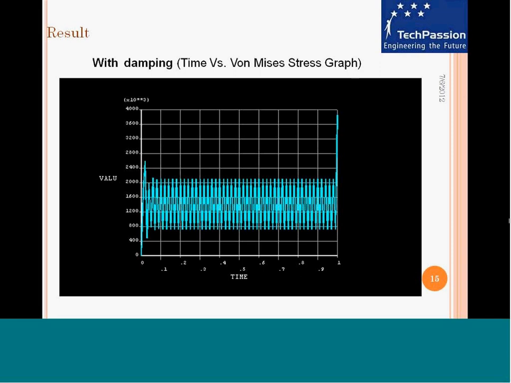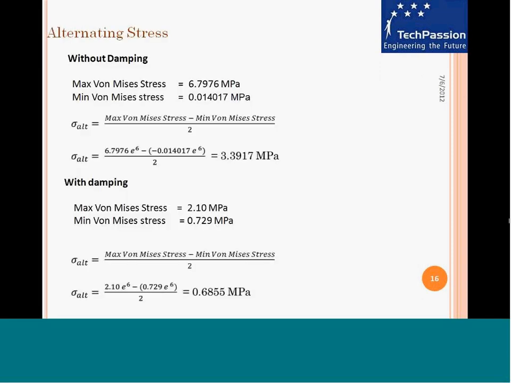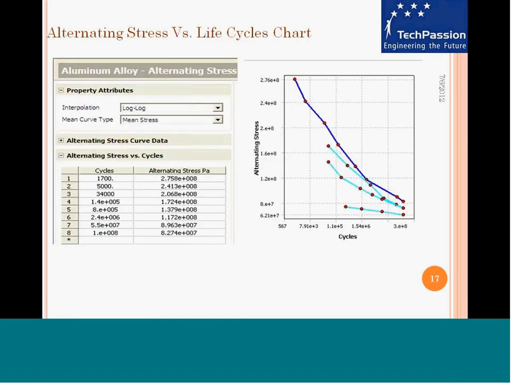Now we compute the alternating stresses for the model without damping and with damping, using the maximum von Mises stress and minimum von Mises stress. And the way you calculate alternating stress is maximum minus minimum over 2. We repeat that for the model with damping. There is an order of nearly 5 to 6 times difference in the value of the stress calculated for this model. And then from the alternating stresses, how do we compute the life cycles?